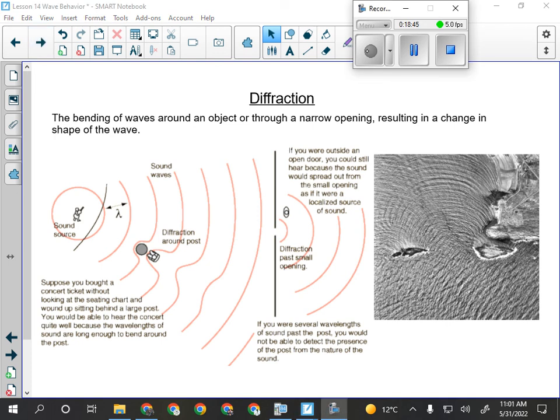Okay, so diffraction happens in two different situations. If waves have to go around an object, or if they have to go through a narrow opening. Doing either one of those things will cause the waves to change shape as they bend around or bend through the opening.